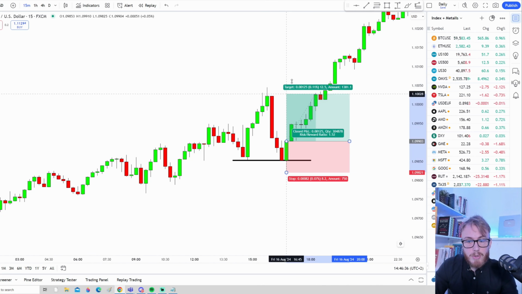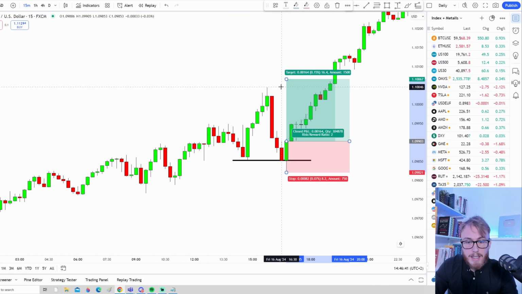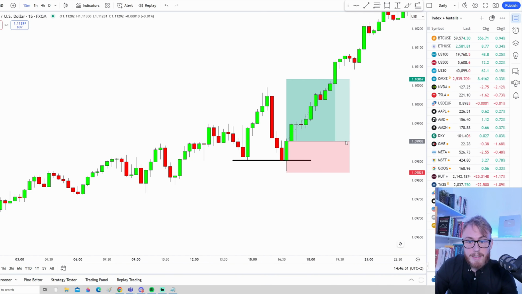Another method you can use here to set targets is to use a fixed risk to reward ratio. So what do I mean by this? Well, a very common fixed risk to reward ratio is 2-to-1. And this basically means that the reward you get from the trade is twice as much compared to what you lose if you lose the trade. So by using a 2-to-1 risk to reward, you don't even have to be right half of the time, because every time you win, you will win twice as much.